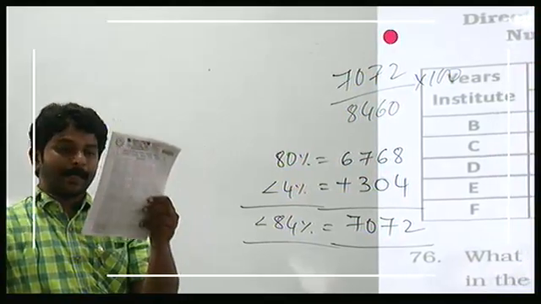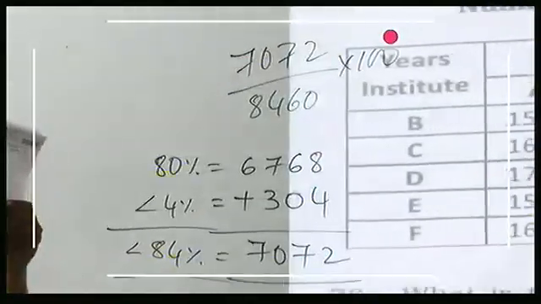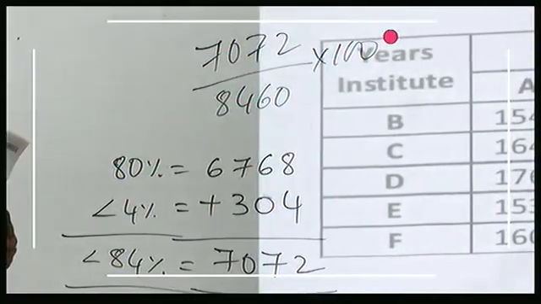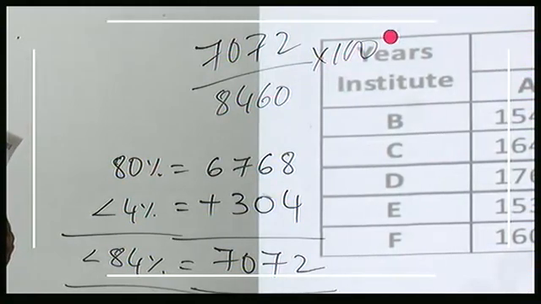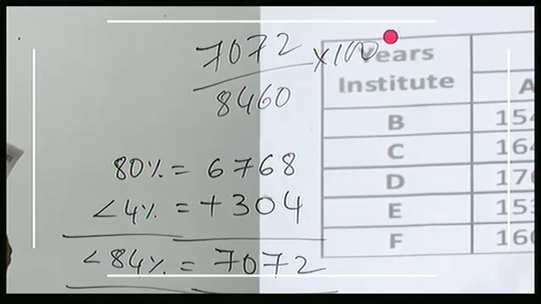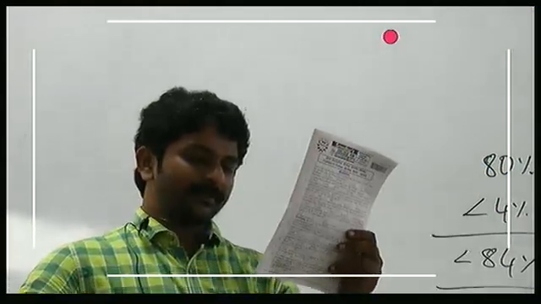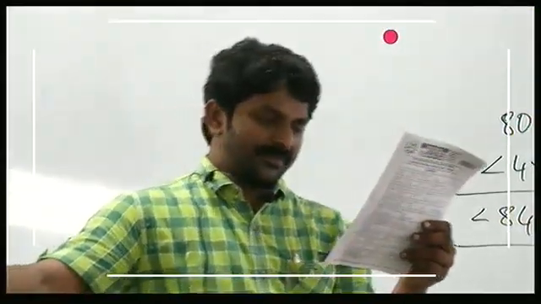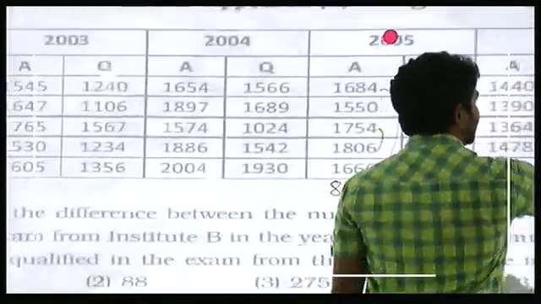Next, 80. Approximately what is the percentage of candidates qualified or appeared from all the institutions together in 2007? The same question, I think. But this is now for 2007.